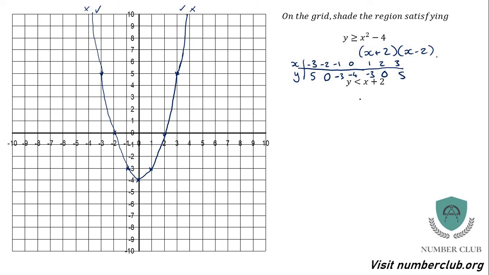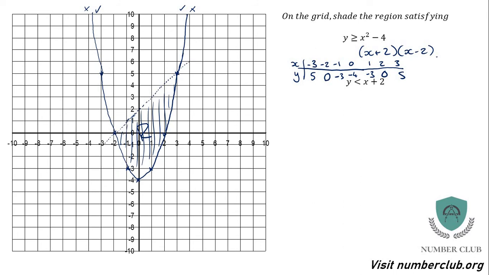Y is less than x plus 2. Now x plus 2 will be here. Okay, we've got a dashed line in this case because it's strictly less than. And what we end up with is something that looks a bit like that. We want the bits where y is less than, so down below. So we want actually this section in here. I'll put an R in there and I'll shade it, and we're done.